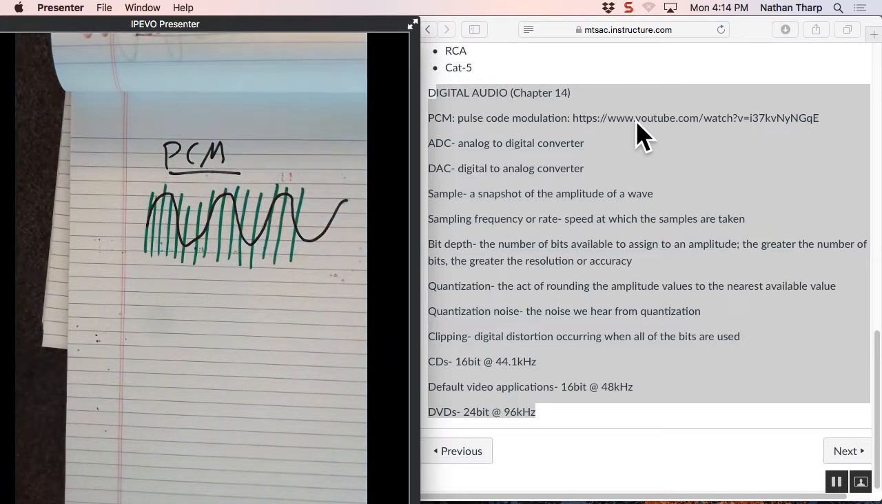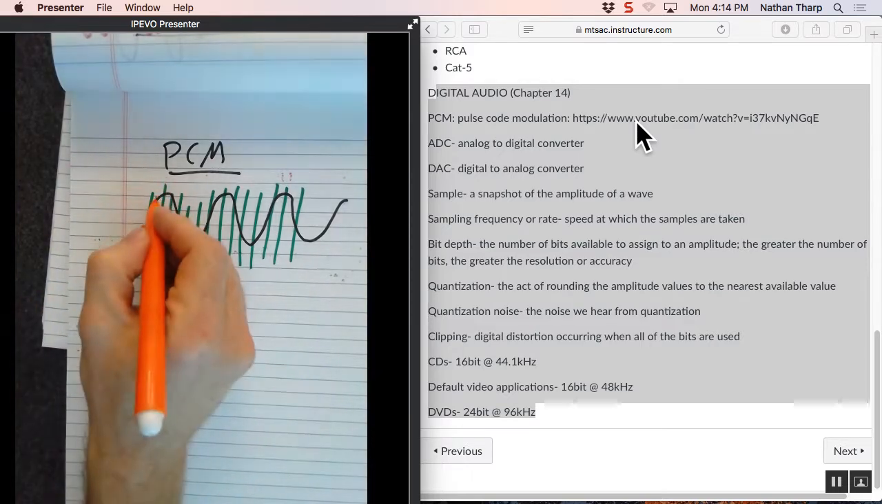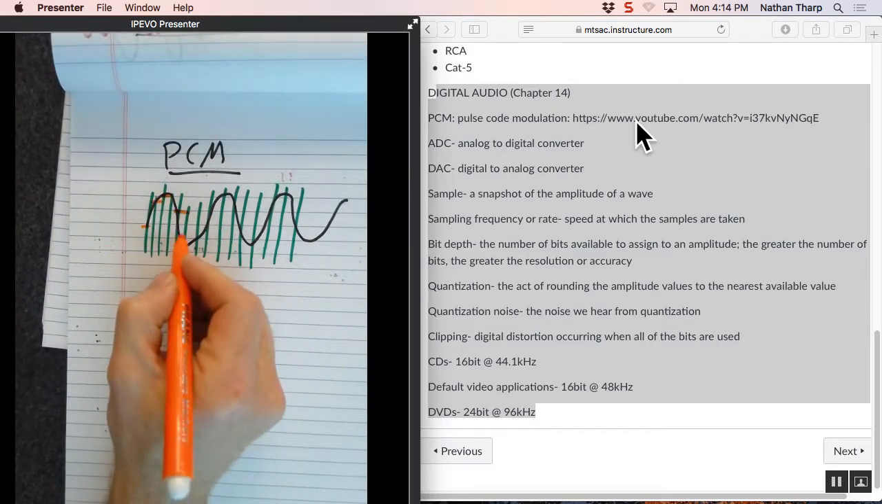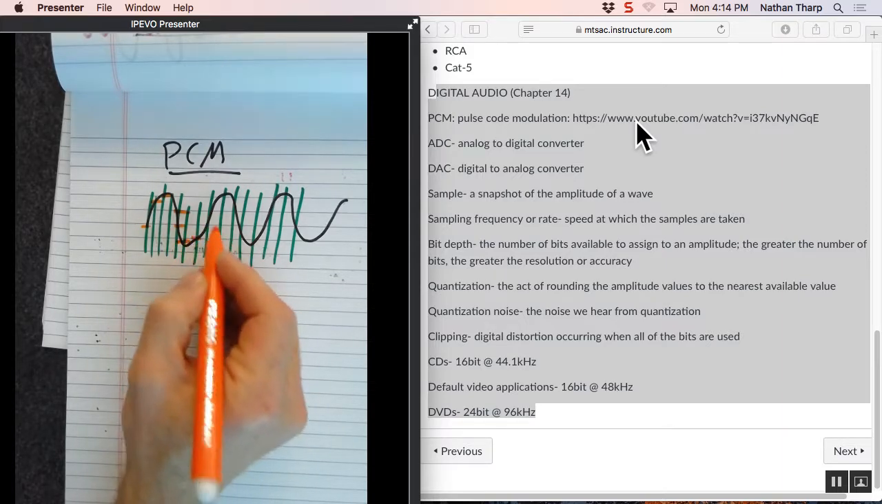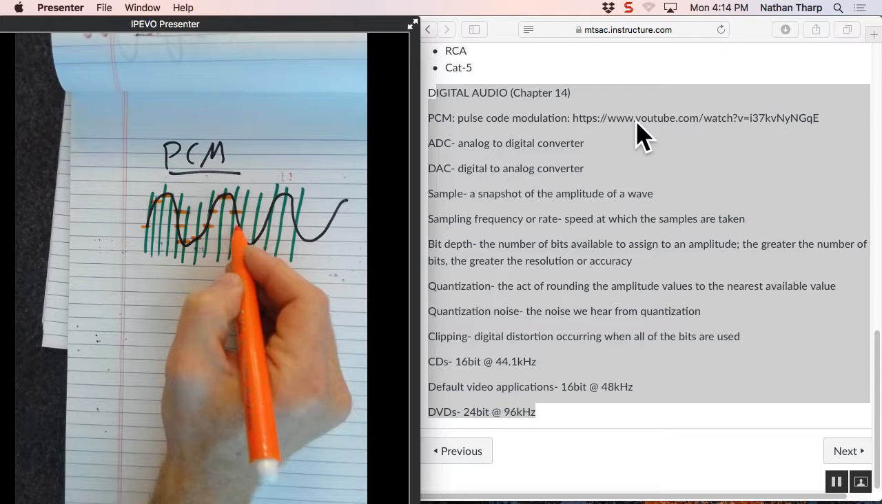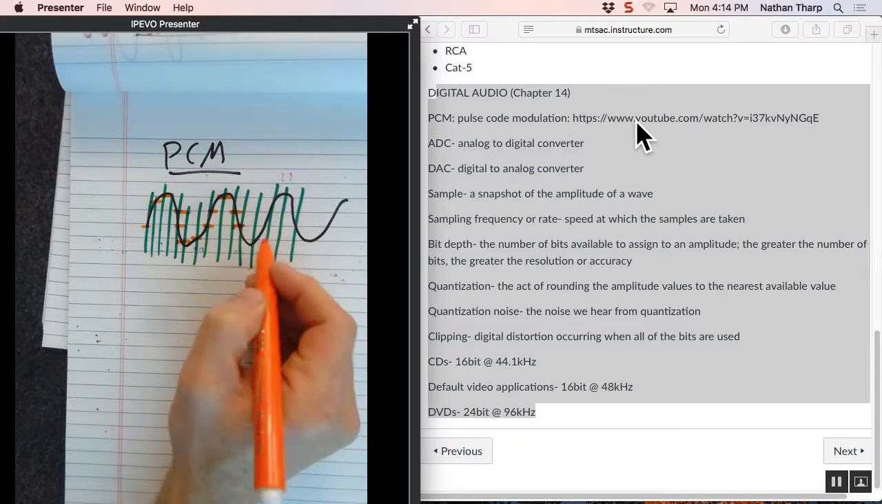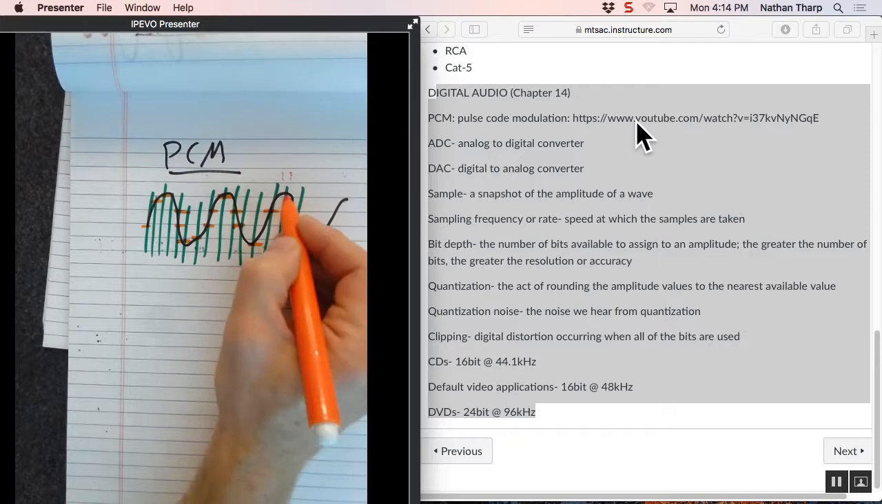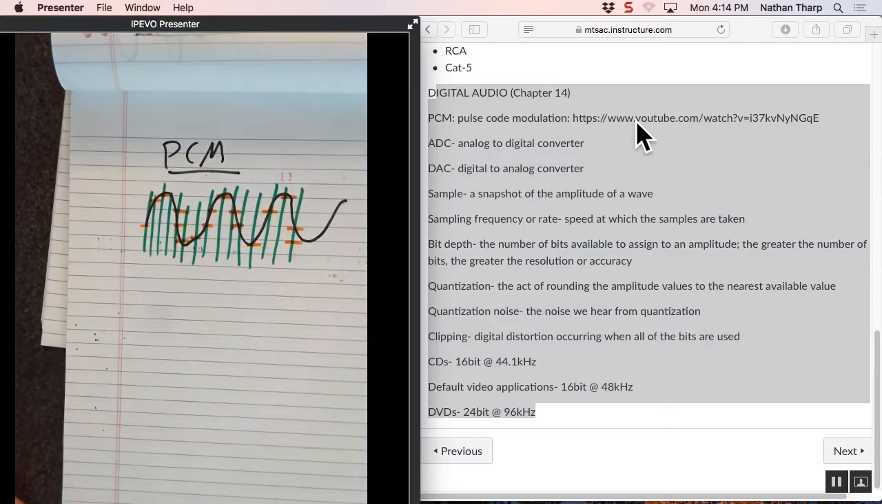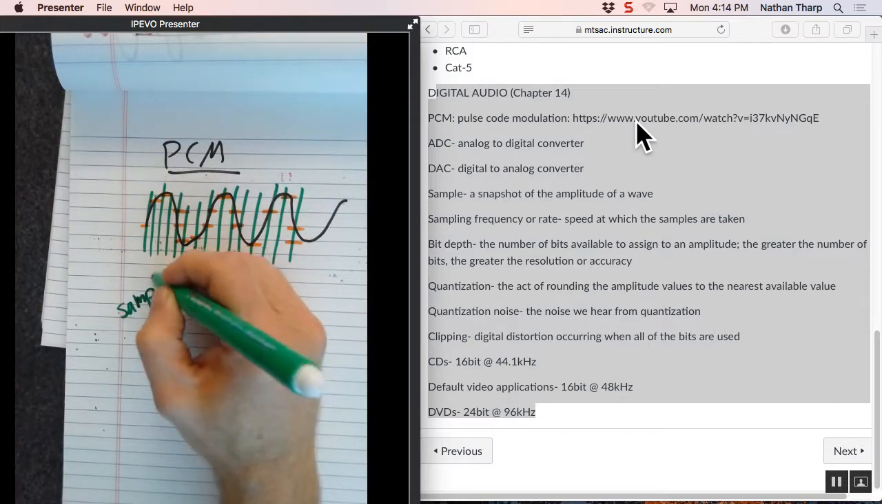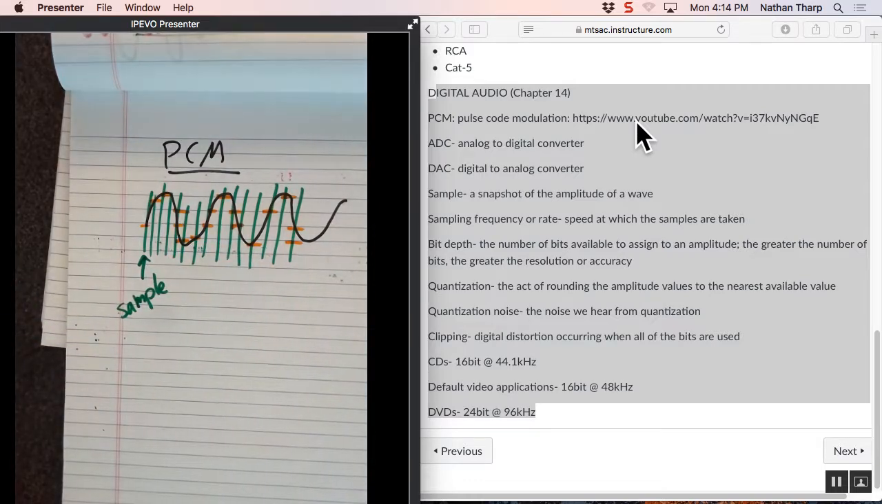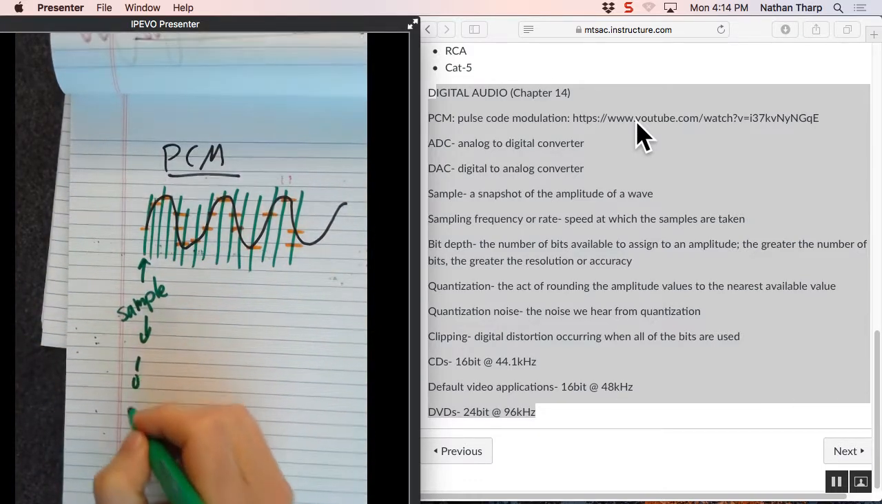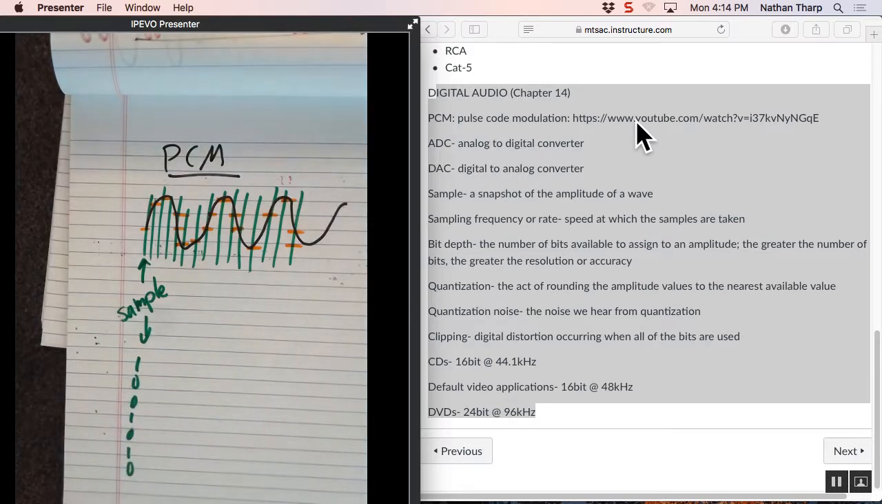And for each time you take the picture, you assign the value of the waveform at that point. See, as close as I can get there and there. This is called a sample. A sample of the analog waveform, and for each sample you assign a number to it. Okay? Just like a snapshot with the camera, right? Here's what it looked like for that split second.